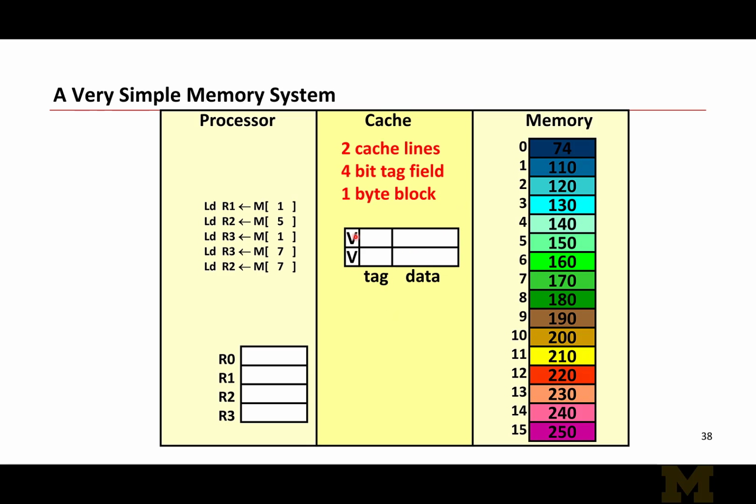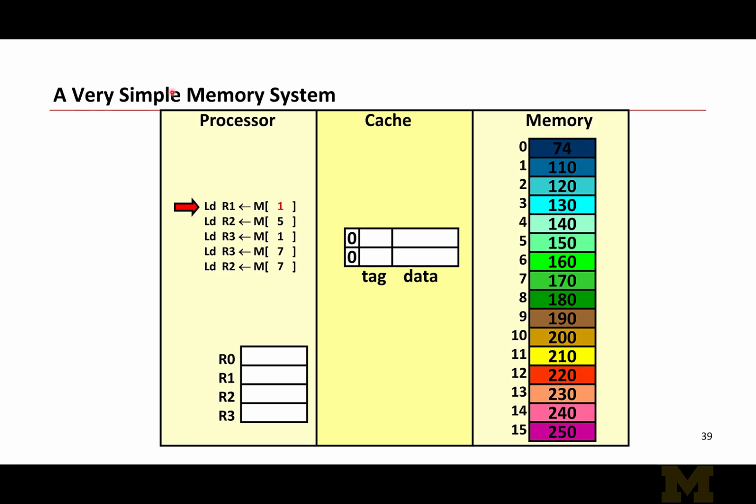I also have 2 more bits, 1 per cache line, that tell me whether or not the cache line is valid. And I have a very simple program on the left hand side that I'm going to execute and observe how the cache functions. I also have 4 registers which these load instructions are going to load values into.